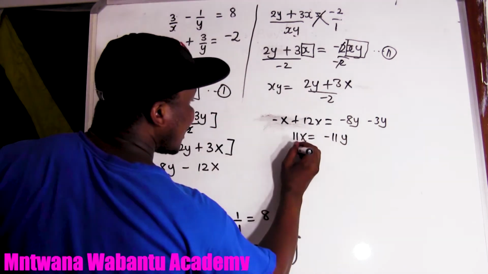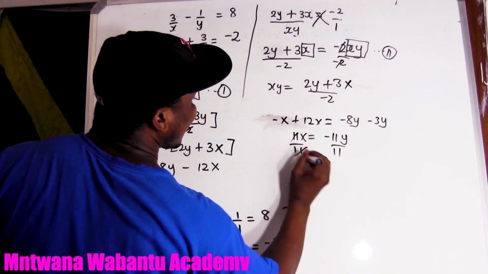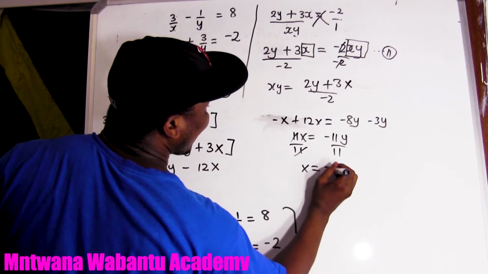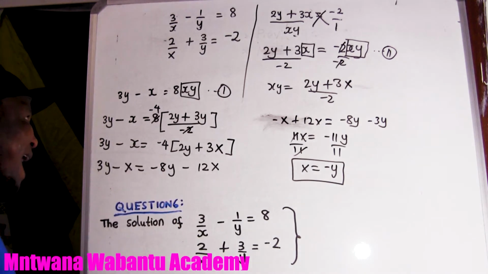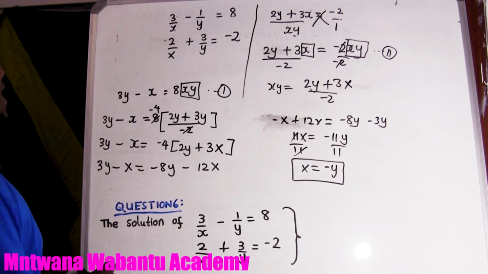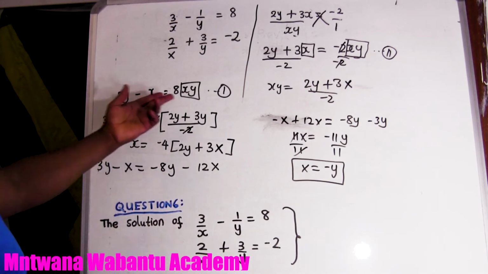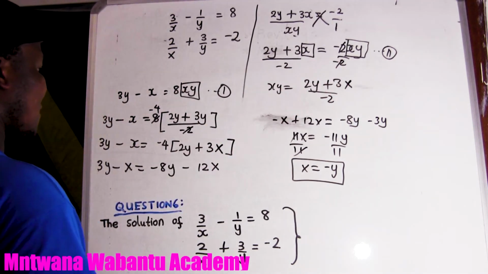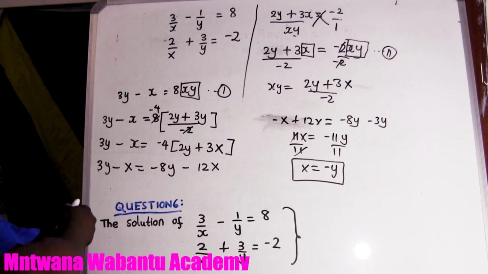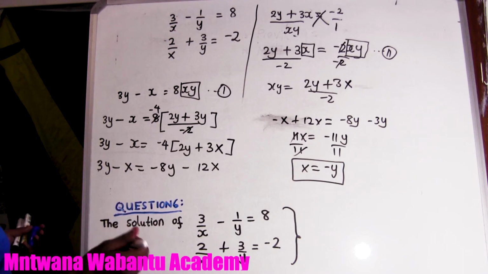So I can get x. How am I going to get x? Divide by 11, divide by 11. This and this cancel, so x equals -y. Also, the value of x equals -y. Okay. So for that case, I can substitute in any of these equations, here or here, for me to get the value of y.